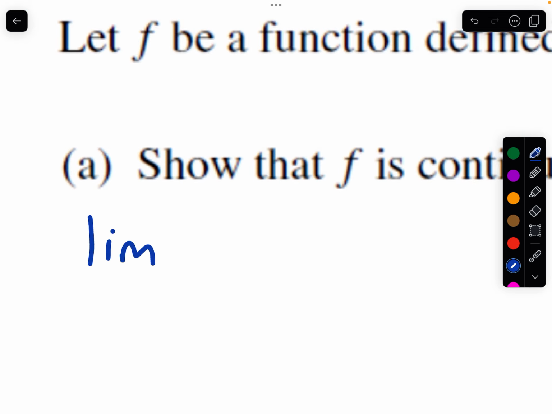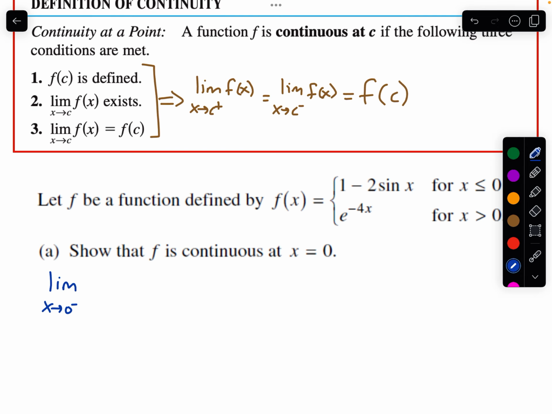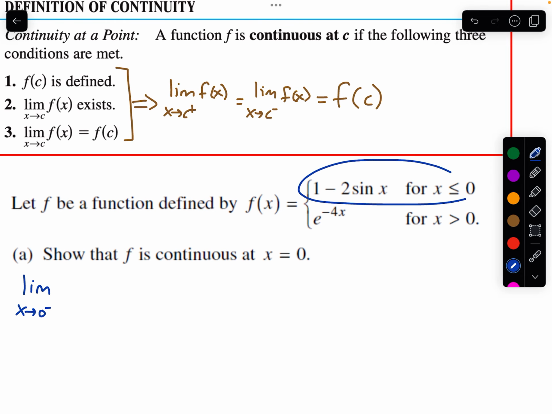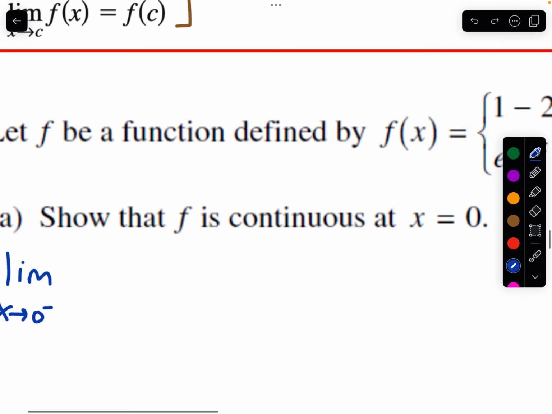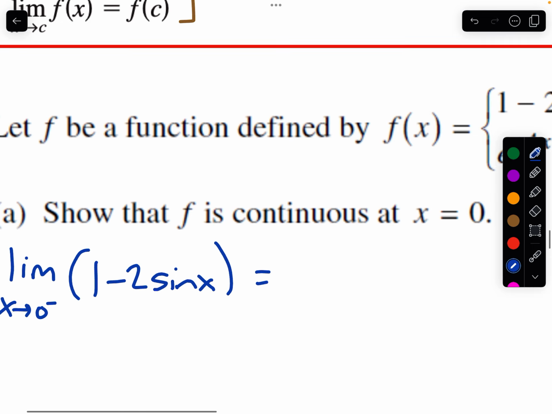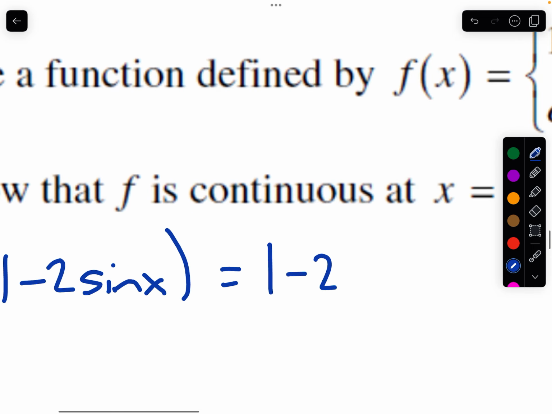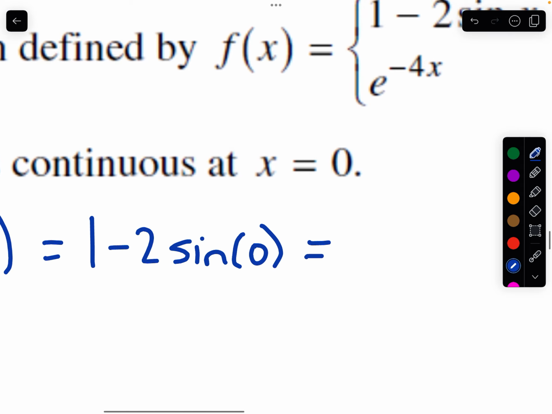So let's start with the limit as x approaches 0 from the left. Now, if we're approaching 0 from the left, we're talking about this top piece in our function here, and that function is given by 1 minus 2 sine x. Let's try a direct substitution here. Let's sub in 0. That's 1 minus 2 sine of 0, where sine of 0 is 0, and so this limit is equal to 1.